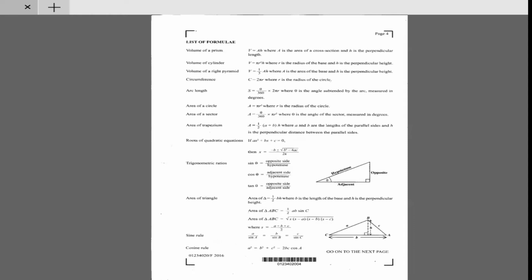Again, this is a formula sheet, and this is very useful if you're not remembering some formula. You can always come back to it, whether you're finding volume, areas, trigonometry. This formula sheet is very helpful. All right, so let's start now.